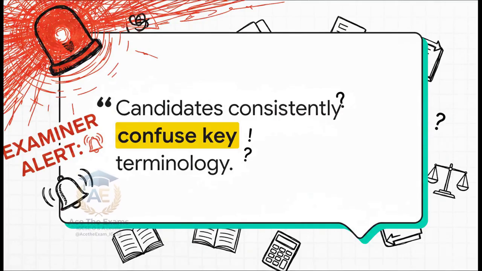And look at this warning. This is a massive, flashing red light from the reports. Examiner alert. Candidates consistently confuse key terminology. Think about how mathematically and psychologically damaging this is in an exam.